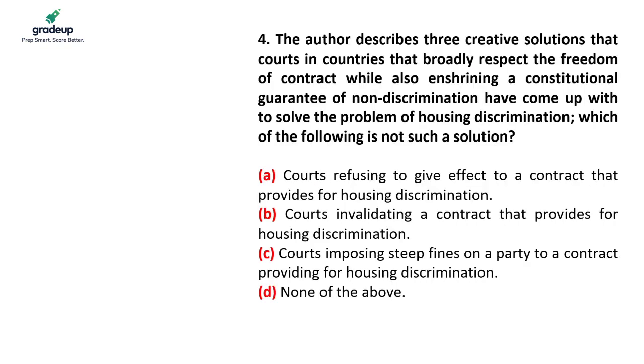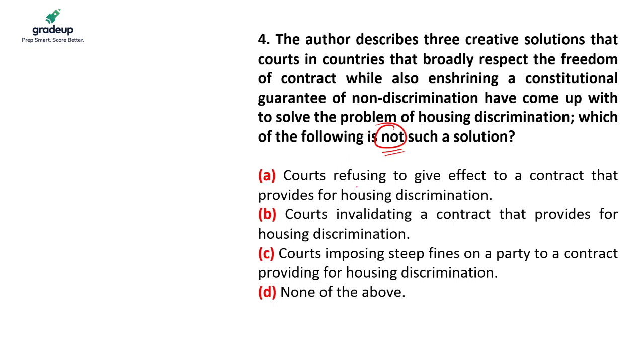The author describes 3 creative solutions that courts in countries that broadly respect freedom of contract while also enshrining a constitutional guarantee of non-discrimination have come up with to solve the problem of housing discrimination. Which of the following is not such a solution? Now, this is why I tell you, read the question well and understand the question. If you do not see this one word, you may get it wrong. Which one is not a solution?